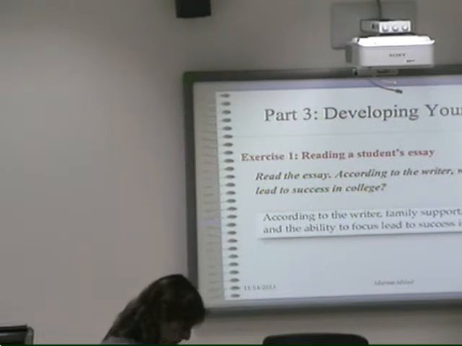Facts that lead to success in college. The road to success in college is full of obstacles that might interfere with students reaching their goals. Despite these obstacles, students can achieve their dreams of earning their degree. They need support from family and friends, strong motivation, and the ability to focus.